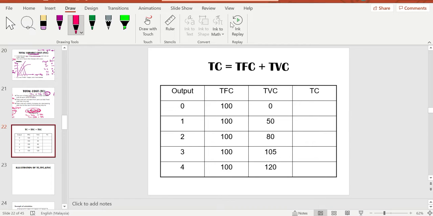Okay, this is the sample. Simple ni. Kalau you suruh nenek you pun boleh kira. This is the formula. They ask you to fill out for the TC. So, it's a matter of adding. Tambah je lah. Okay, 100, 150, 180, 205, 120. Kalau you rasa macam lambat lah tambah, pakai calculator.